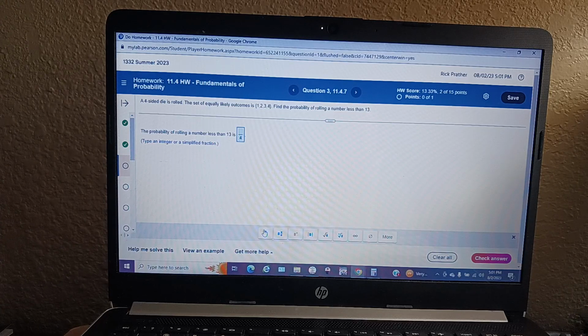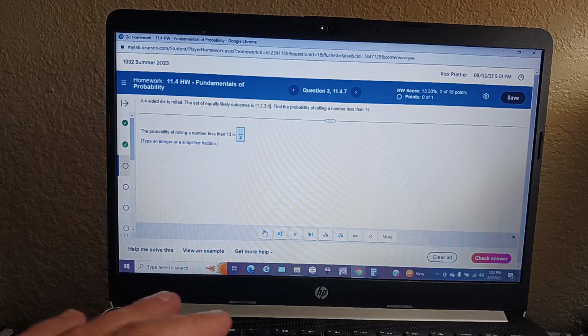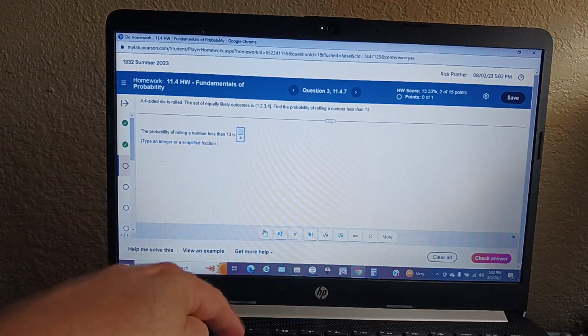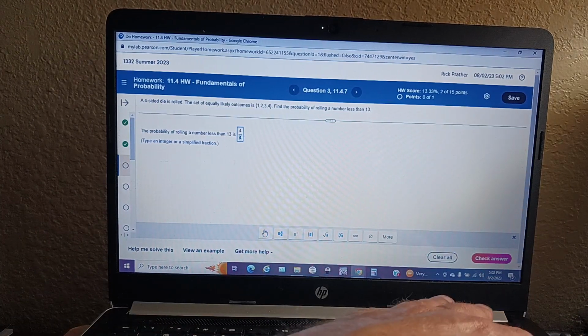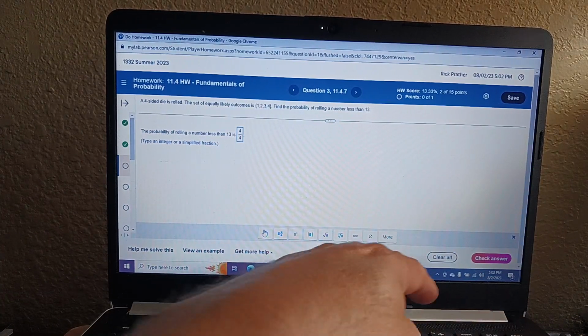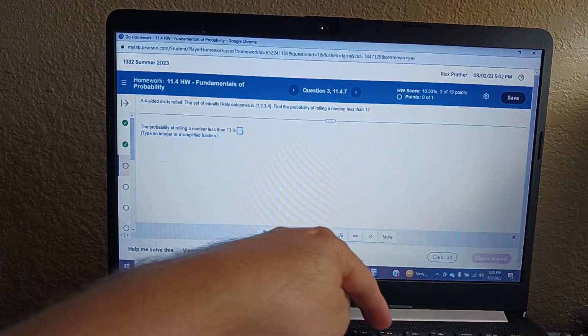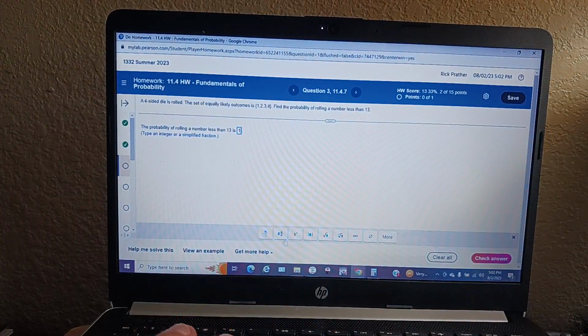Find the probability of rolling a number less than 13. All 4 of these numbers are less than 13. So this is the highest you can ever get, 4 out of 4. Since that divides, we need to divide it. 4 divided by 4 is 1. So that's when you get an integer answer.